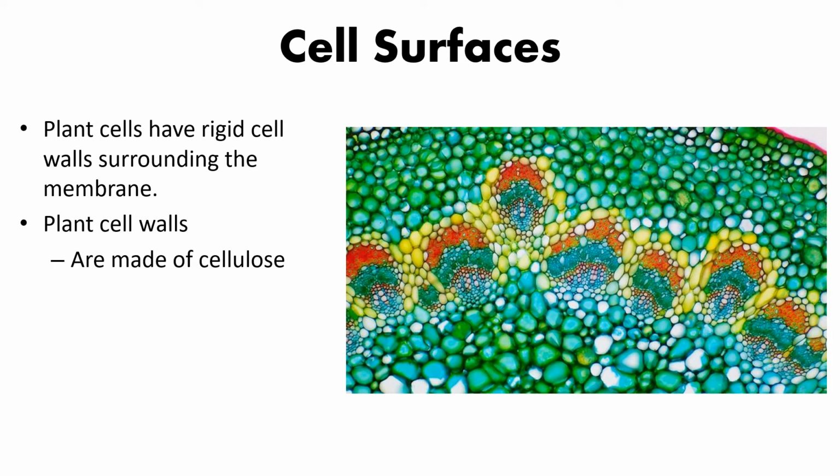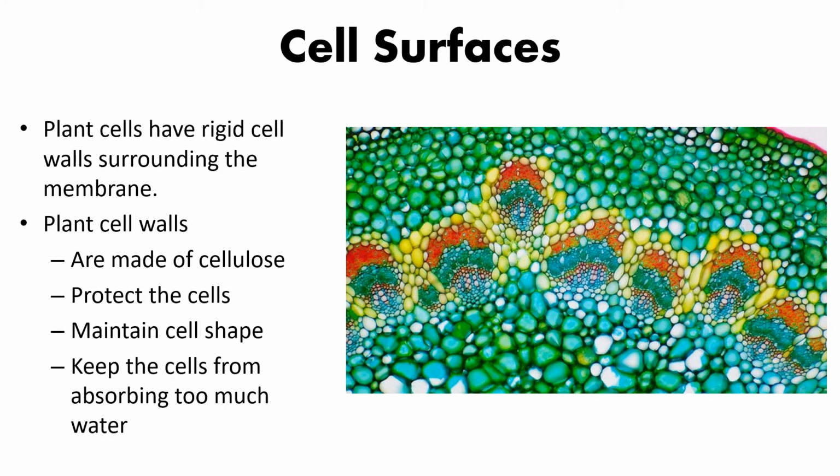Cellulose is the thing that we cannot break down in our body, so we can eat different plant parts that are made out of cellulose, but we just don't actually digest it. Okay? It protects the cells and it helps maintain their shape as well. And mainly it protects so that they do not absorb too much water.